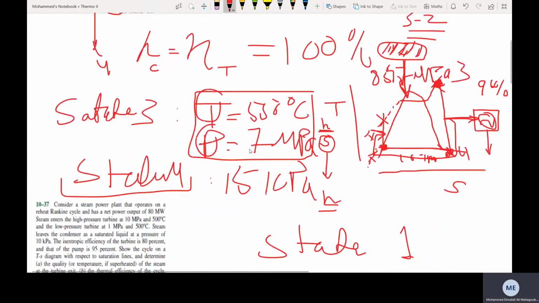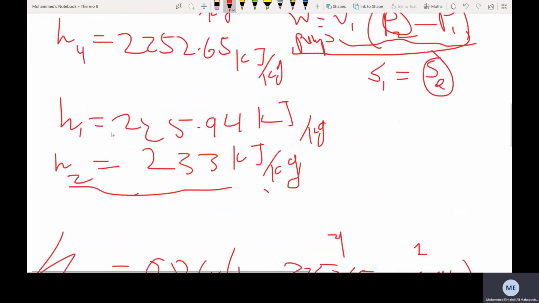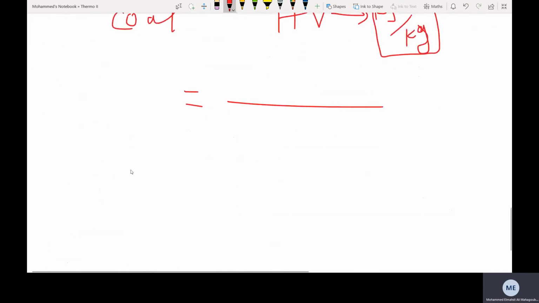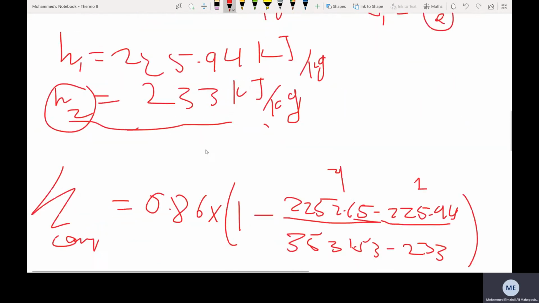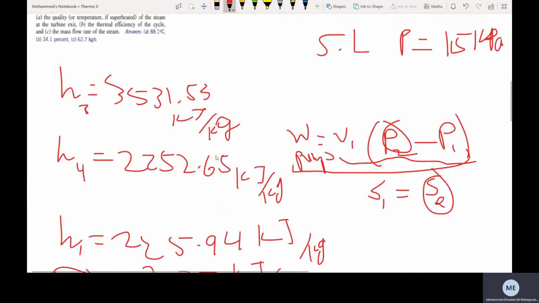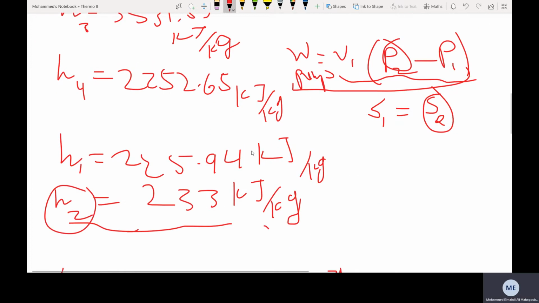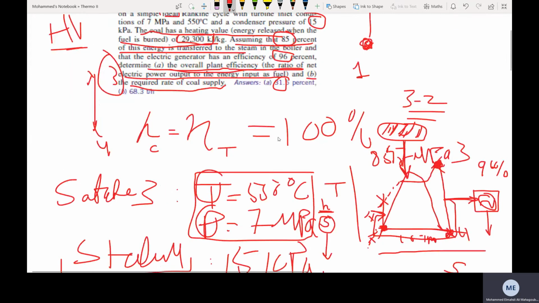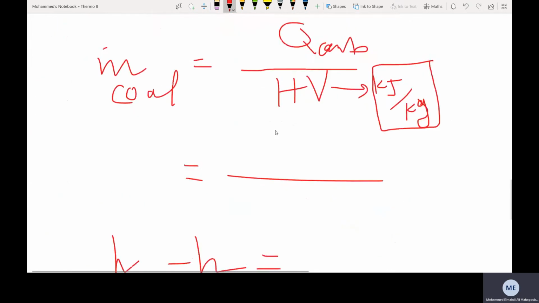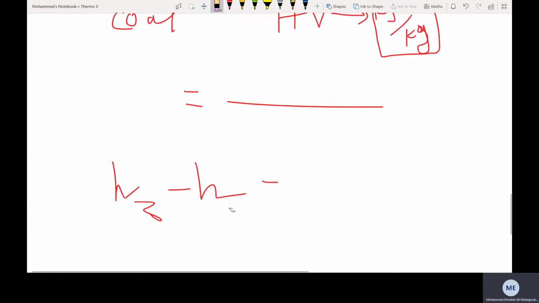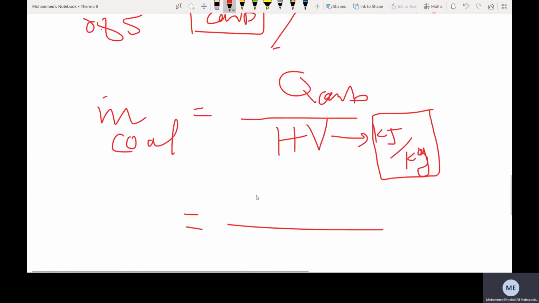It is H3 minus H2. So let's evaluate H3 minus H2, which was 3531.53 minus 233, which is 329.53. Let me delete this. 329.53.